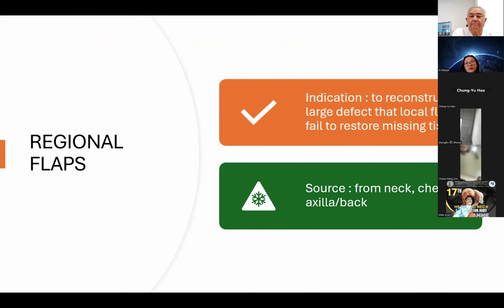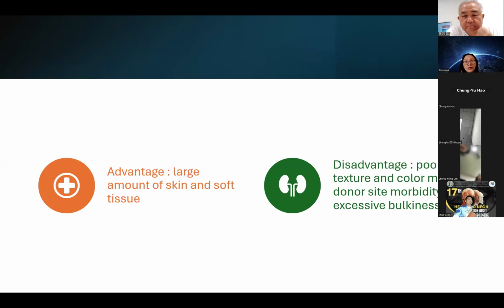So what is a regional flap? Usually you use it for medium to large defects to restore the missing tissues. And it can be from anywhere. Most of the time for head and neck reconstruction, we use it from the chest, from the neck, or even from the axilla, from the back.